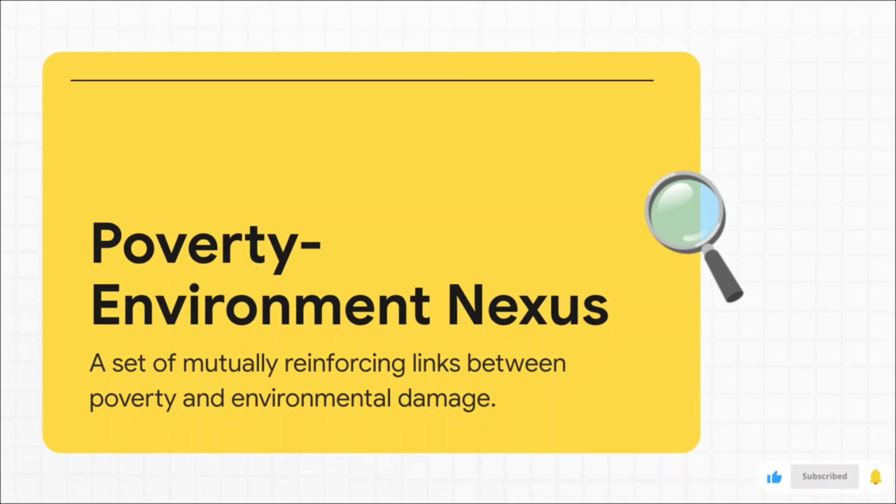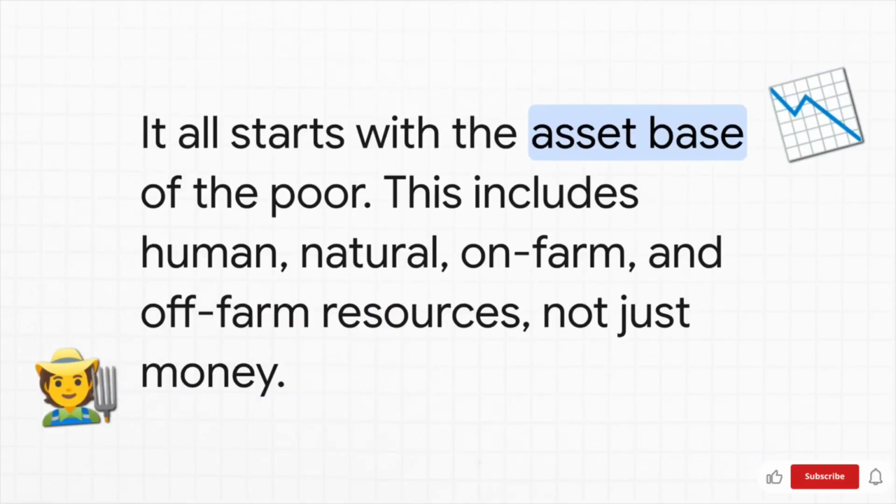It's not just some fancy term, it describes this critical two-way street. See, poverty can make environmental damage worse, and a damaged environment can push people deeper into poverty. They're totally locked together. So how does this whole nexus thing actually work in the real world?